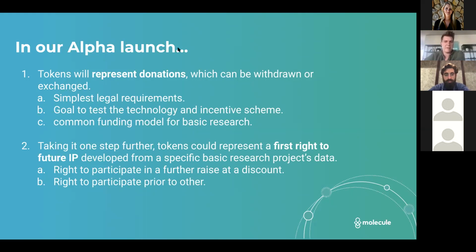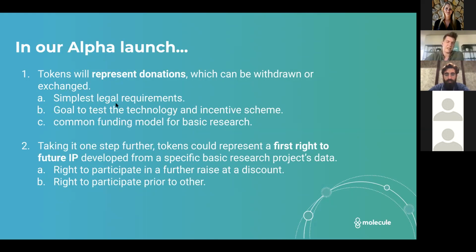And those donations can be withdrawn or exchanged, kind of traded back with the curve. The legal requirements of those are like the simplest. The goal in that alpha for us is really to test the technology and the incentive scheme behind the bonding curves, and to provide a common funding model for basic research.